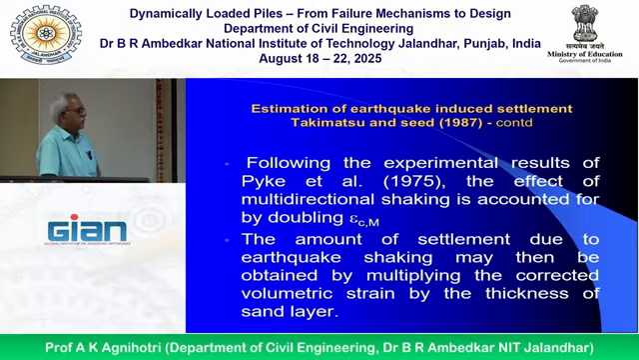So the amount of settlement due to earthquake shaking may then be obtained by multiplying the corrected volumetric strain by the thickness of the sand layer. Let us say the sand layer thickness is 2 meters, 3 meters, whatever, so we will multiply with that.